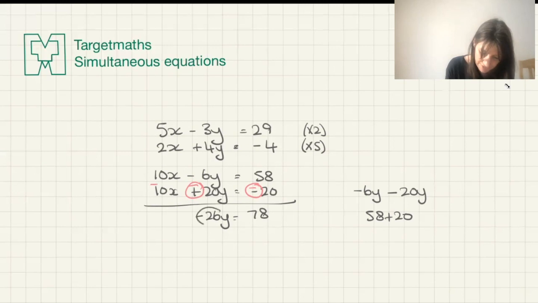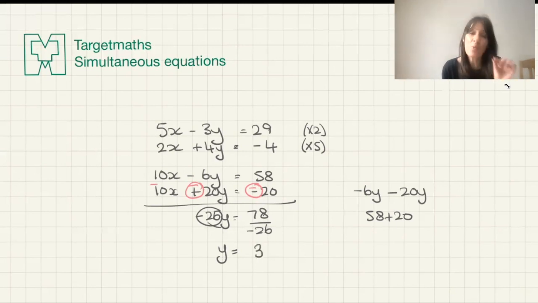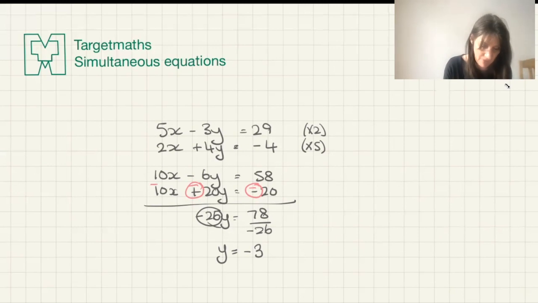So divide through by the -26 so that y is on its own. And how many 26 can I get into 78? The answer is 3. And then there's one negative in that combination, so there will be 1 in the answer. So we found y, it's -3.